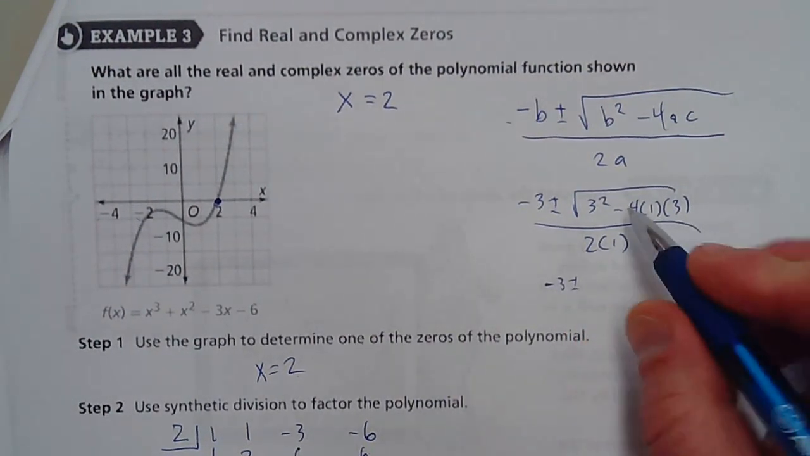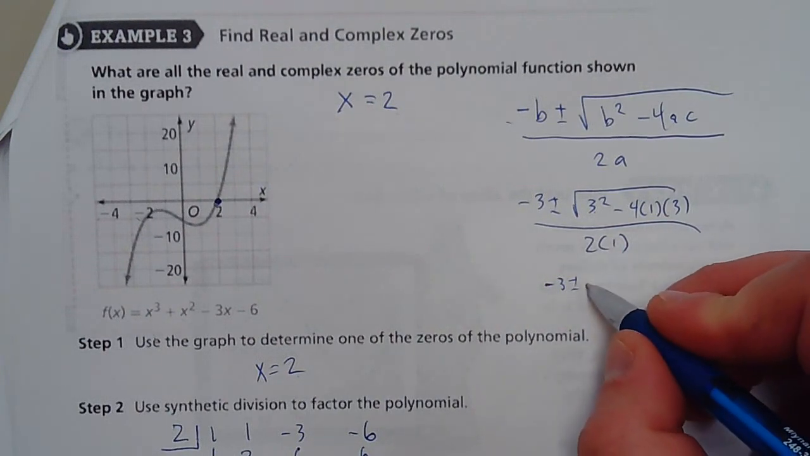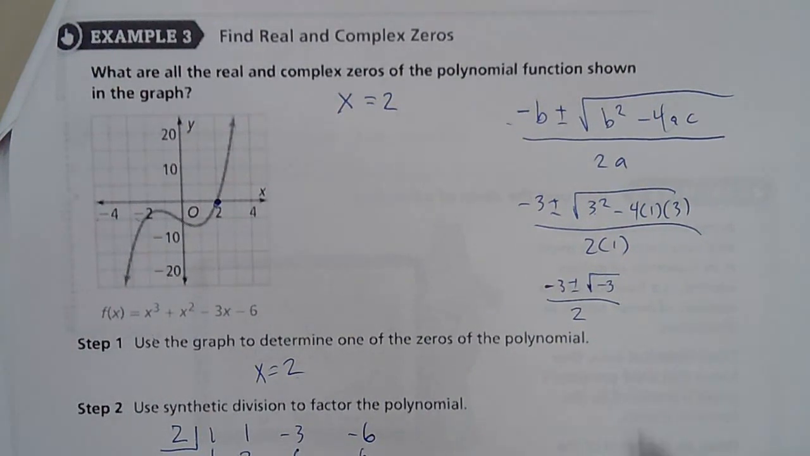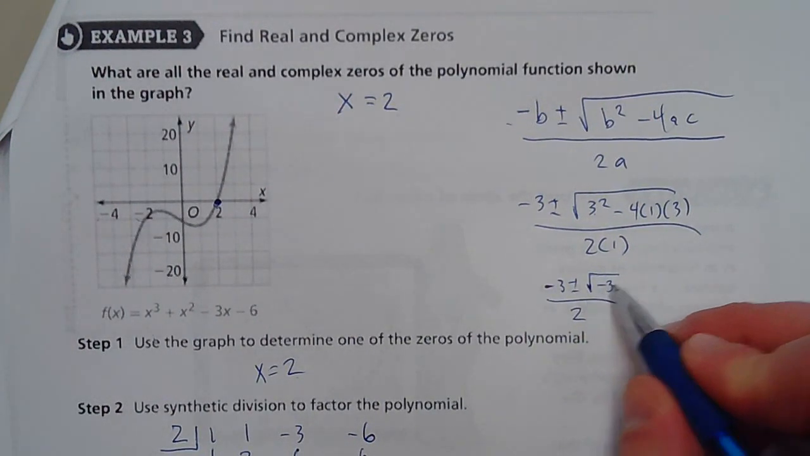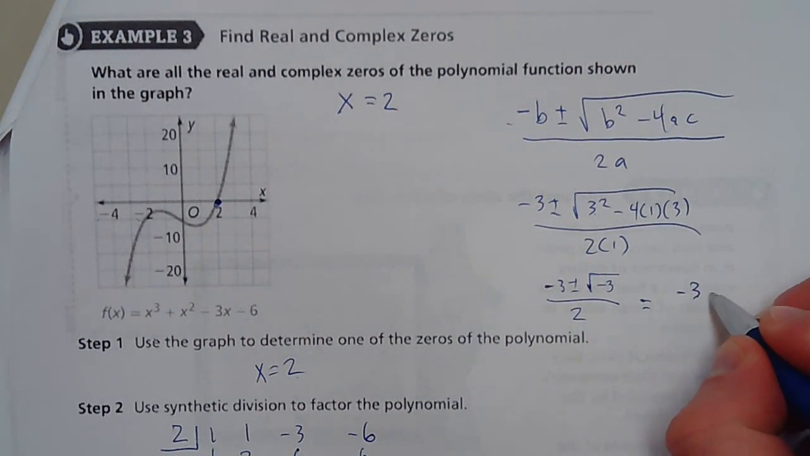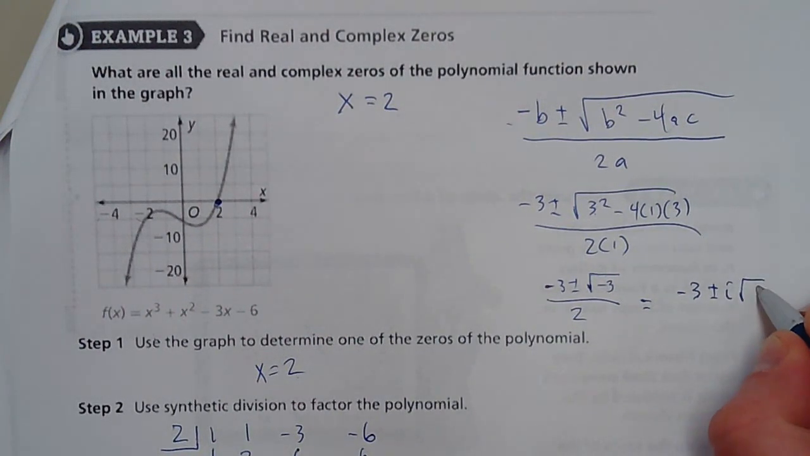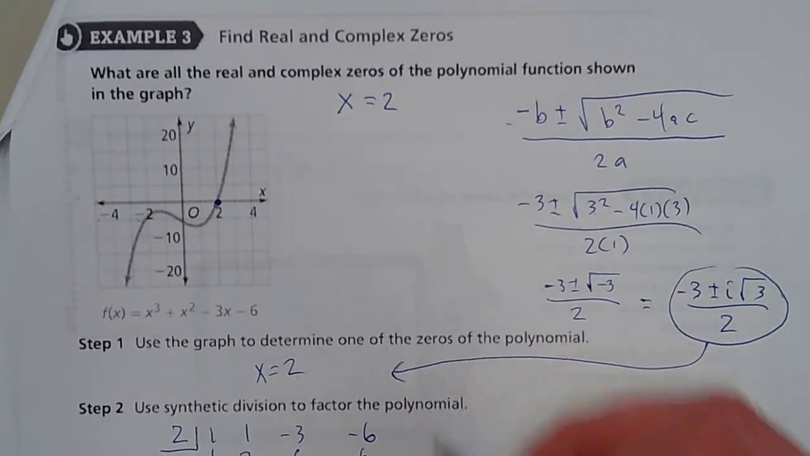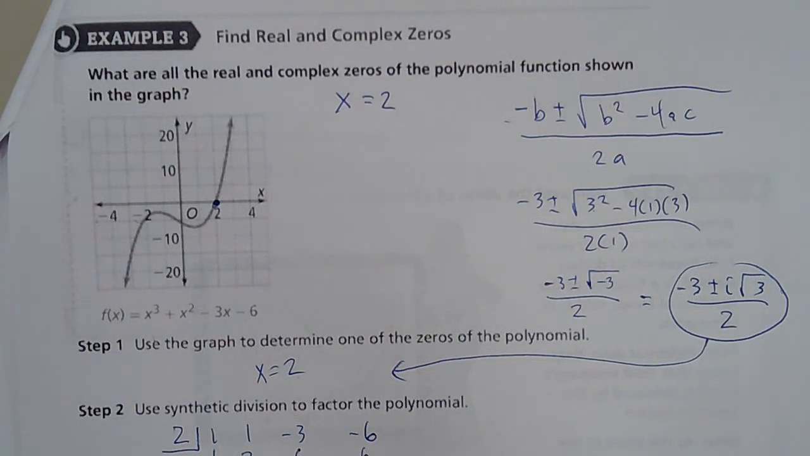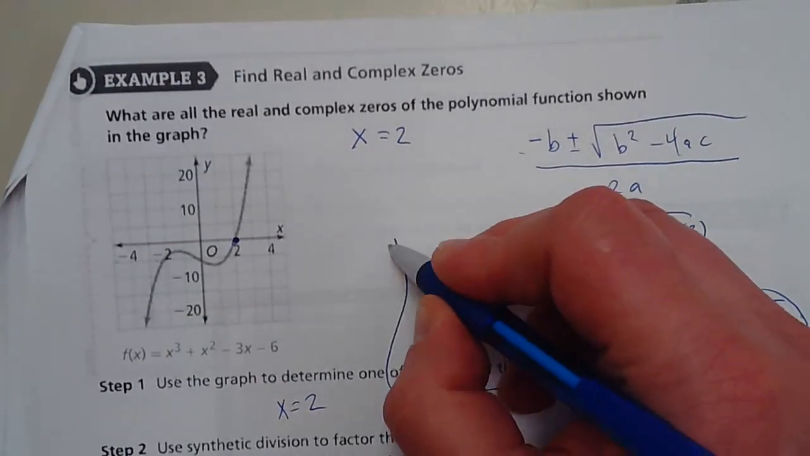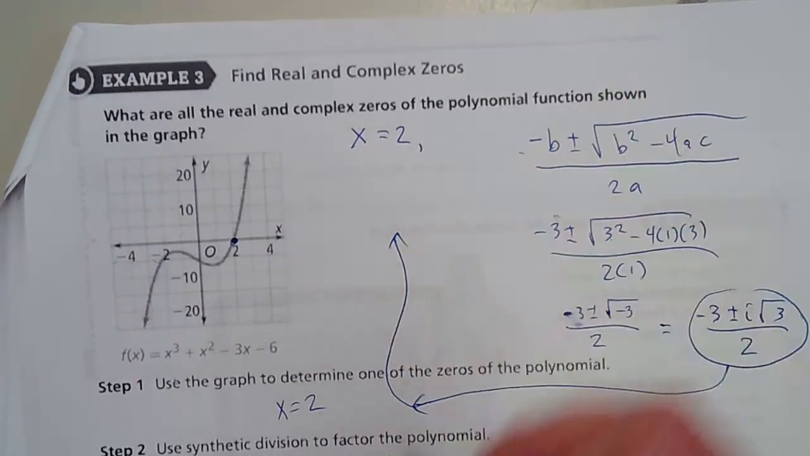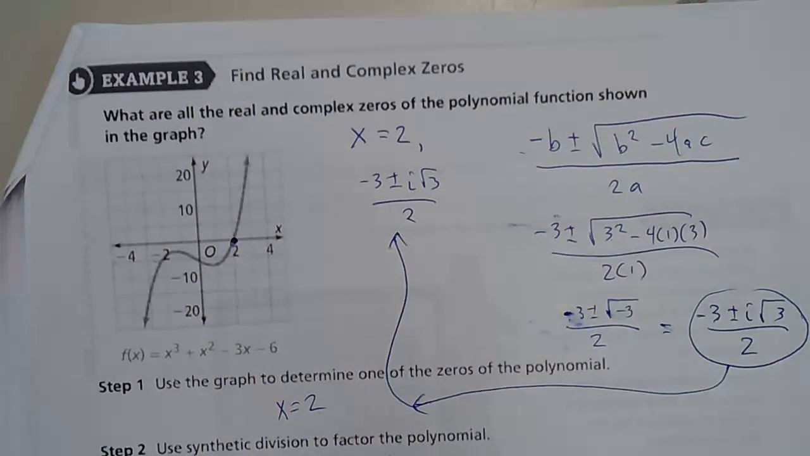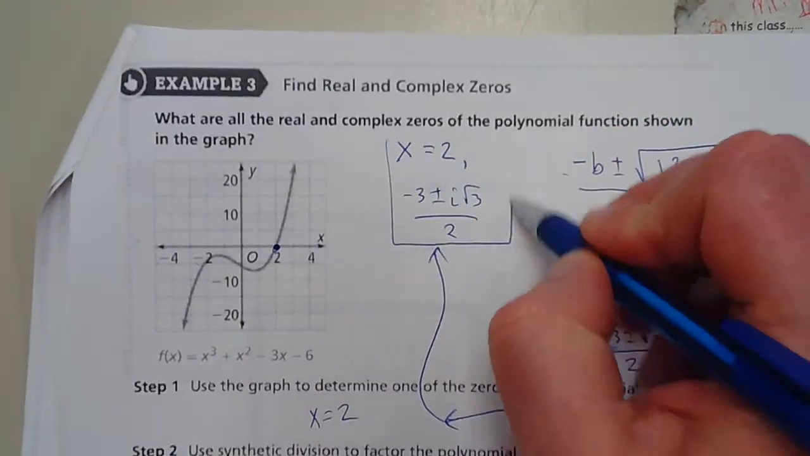So under the root, I have 9 minus 12, which is -3, all over 2. And I can't break 3 down any further, but it is rooting a negative number, and therefore it is imaginary. So I'm going to get plus or minus i root 3 over 2. And those are my other two solutions. So as far as answering the question, sorry, I guess I should put it up here where I was actually putting my solutions. So 2 is one of my solutions, and then -3 plus or minus i root 3 over 2 are my other two solutions. So this is my answer to this problem.